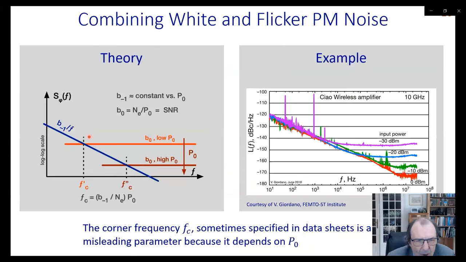So, when we combine white and parametric noise, something weird happens. This is shown for flicker noise. We know that the white noise is proportional to the reciprocal of power. We have seen the derivation of this. And then the flicker noise is a modulation process, so it is independent of carrier power. So the pattern looks like this, with the cutoff frequency that is not the same at low power and at high power.